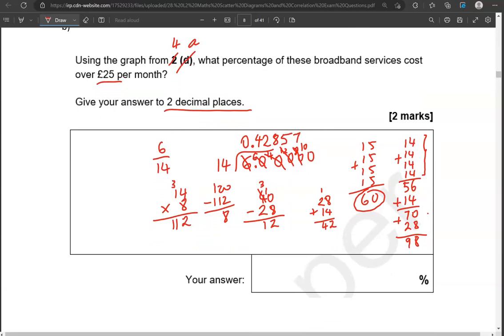So we have 0.42857. That's as a decimal. Got to give our answer as a percentage. So this will be 42.857 so far. And our answer needs to have 2 decimal places. So 1, 2. This will be the cutoff point. So looking at the 7 here means we're going to round up. So this will be 42.86%.